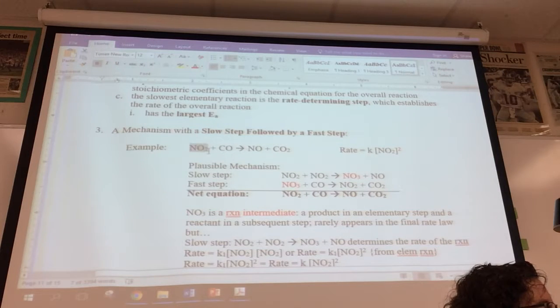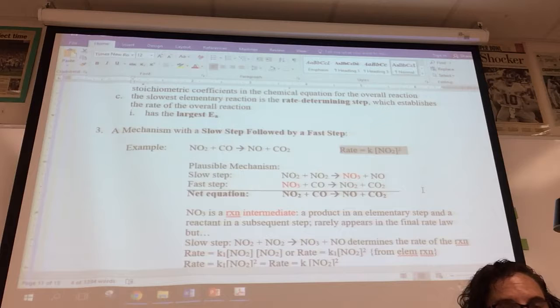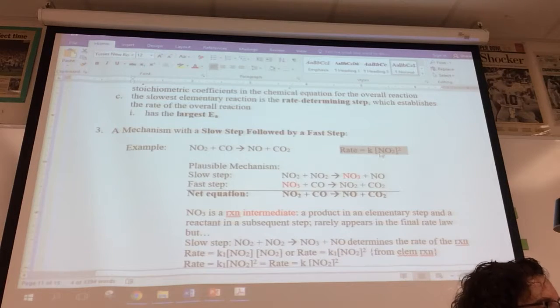We've got nitrogen dioxide reacting with carbon monoxide to generate nitrogen monoxide and carbon dioxide. We're given this rate law. What's the overall order? Second. When I did a plot and wanted to generate a straight line for an integrated rate law, what would be our y-axis? 1 over the concentration of nitrogen dioxide is correct.